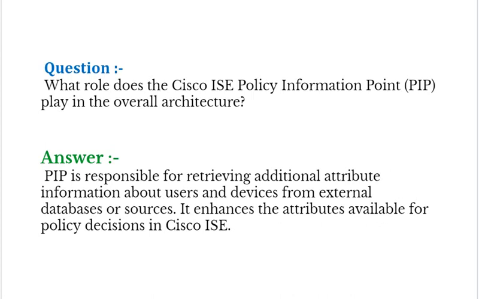Our next interview question is: what role does the Cisco ISE Policy Information Point (PIP) play in the overall architecture? Your answer should be: PIP is responsible for retrieving additional attribute information about users and devices from external databases or sources. It enhances the attributes available for policy decisions in Cisco ISE.